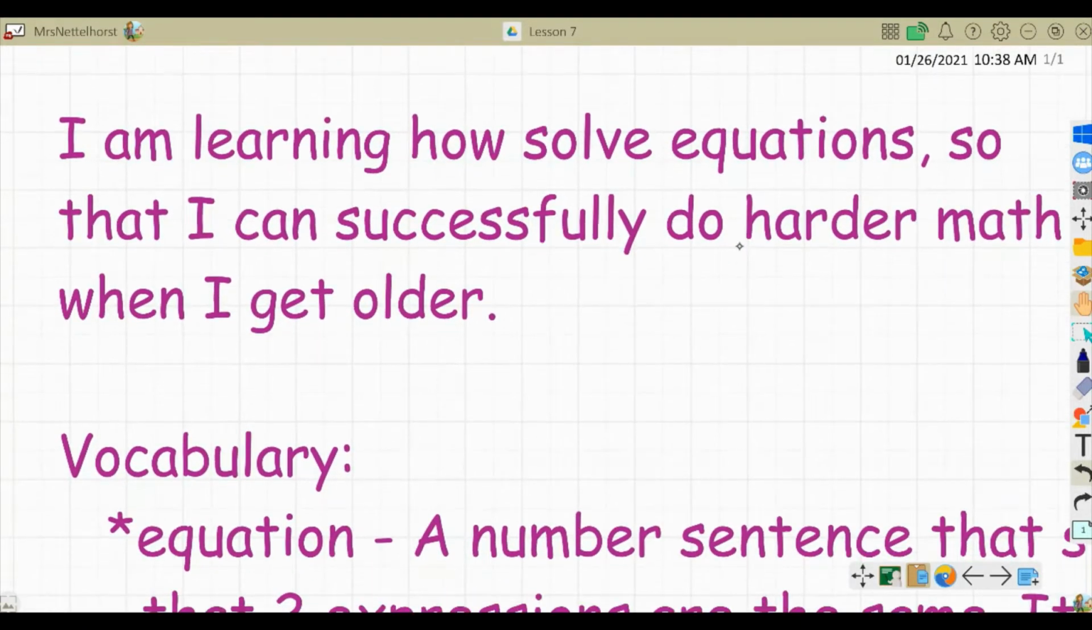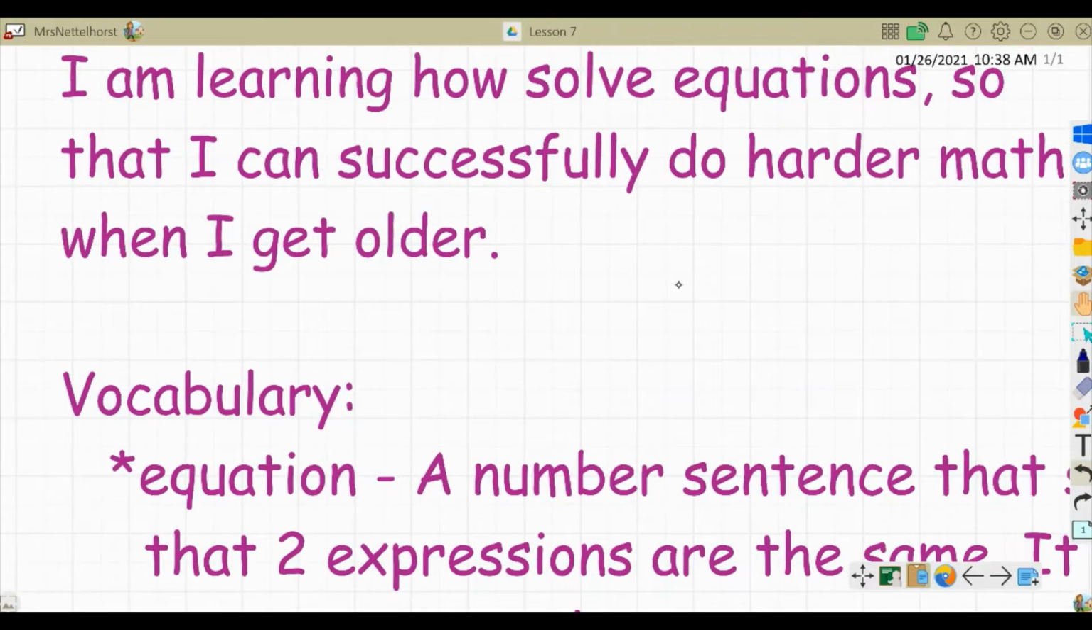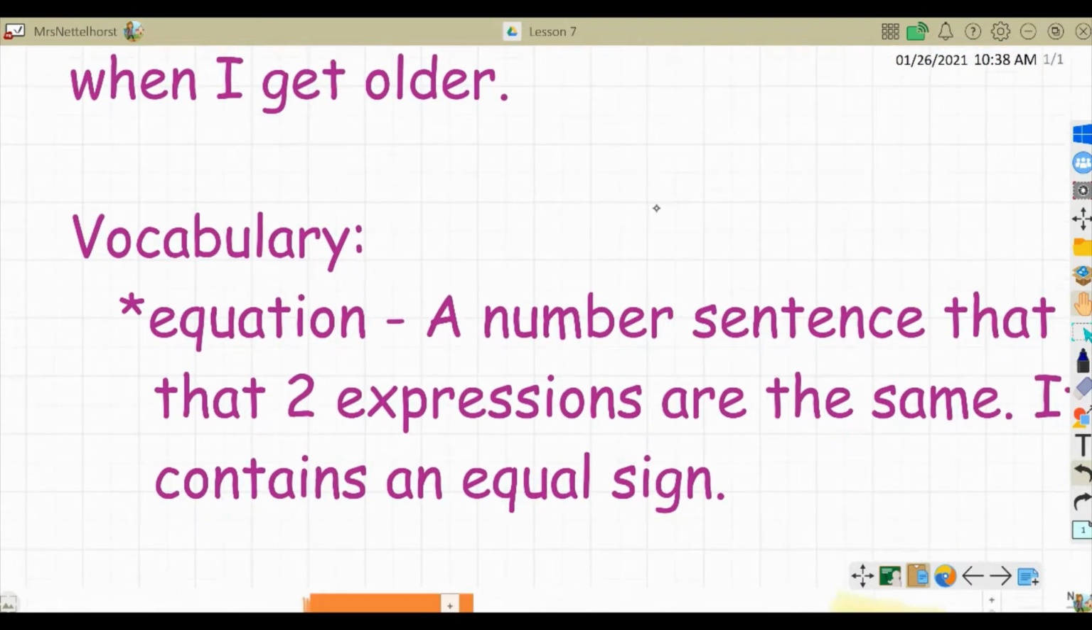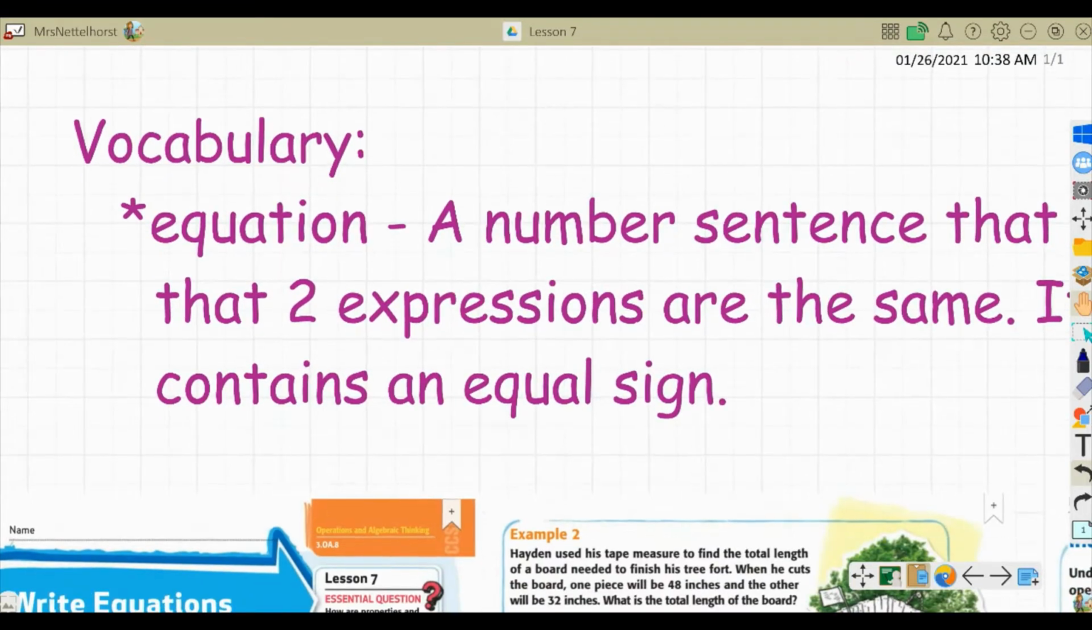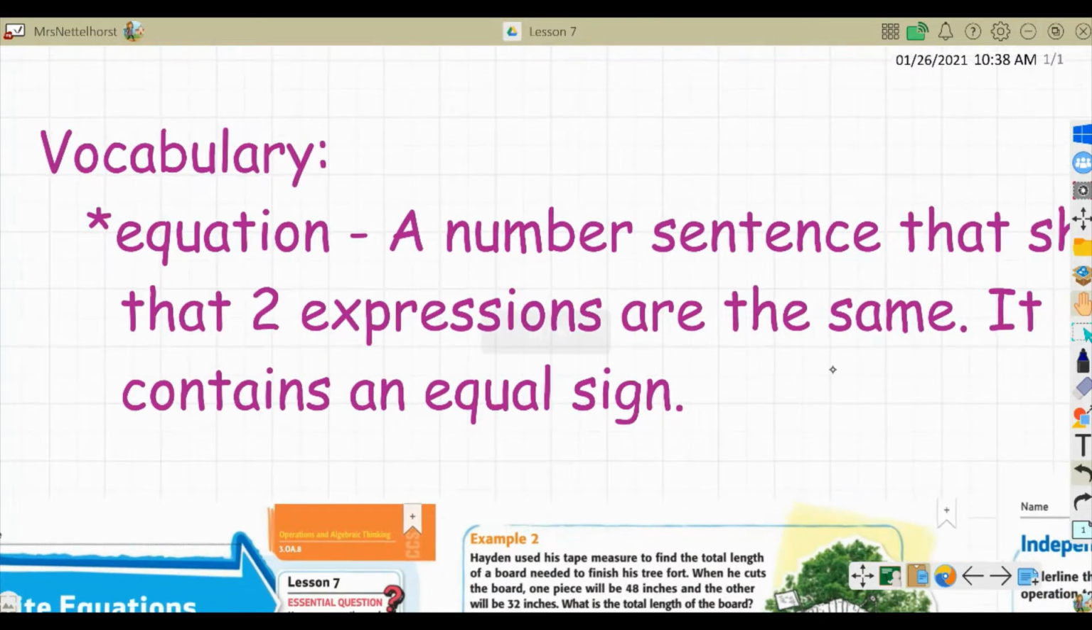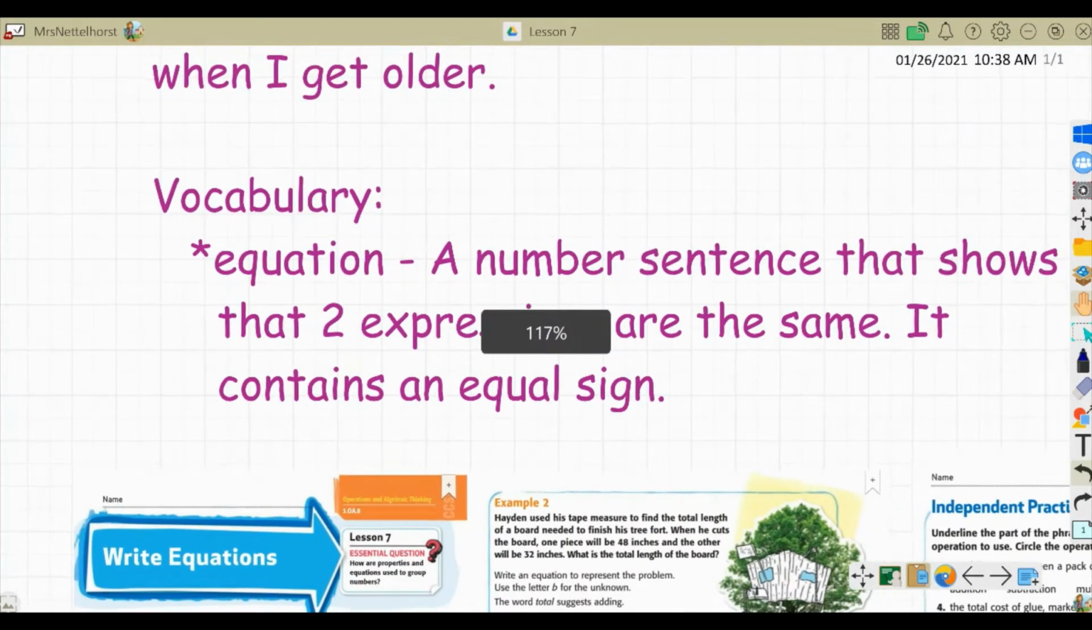Our vocabulary for this lesson is: what is an equation? An equation is a number sentence that shows that two expressions are the same. It contains an equal sign. So you can see the word equal in the word equation.